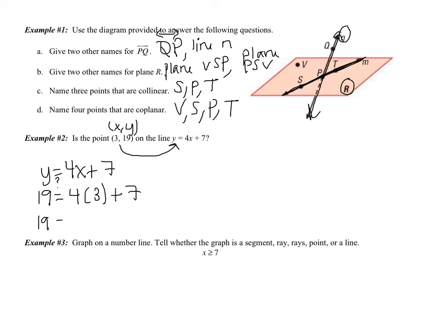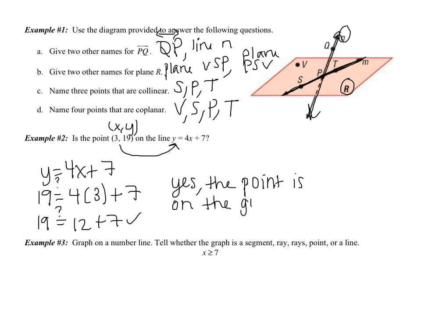Okay, so is it true that 19 is equal to 12 add 7? Is this a true statement? Yes, it is. Okay, because it's a true statement, is the point on the line? We would say yes. The point is on the given line. So you always have to make sure you answer the question. If you just showed me this work, that wouldn't really be answering the question.